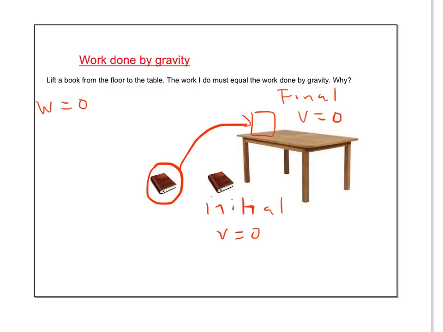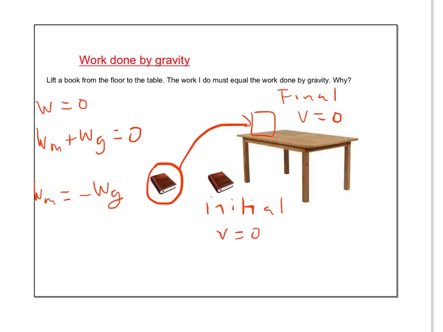But clearly work was done. Work was done by both me and by gravity. So the work done by me plus the work done by gravity must equal 0. Or the work done by me must be negative the work done by gravity.